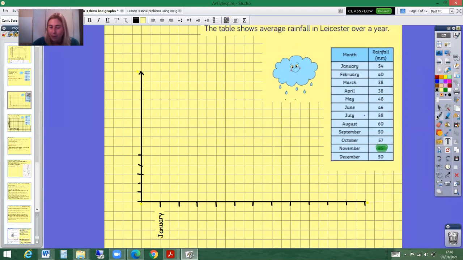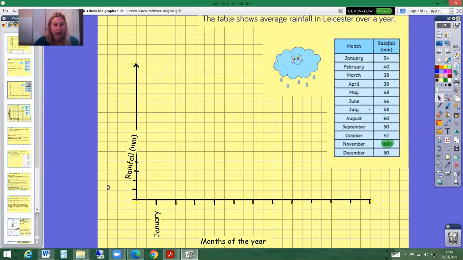So then once you've labelled your axes and you've actually put all the numbers on, you would need to write the label of what the axis shows. So this shows months of the year. And then along the y-axis, we've got rainfall in millimeters. So you would need to make sure you label it, and you'd need to have a title for your graph as well. Just for time, I'll let you think about that. And then you'd be ready to plot your points.